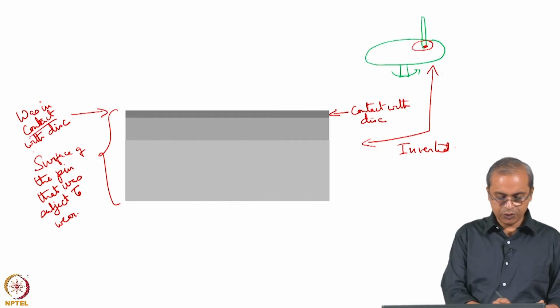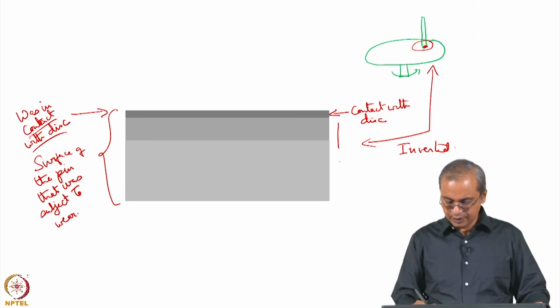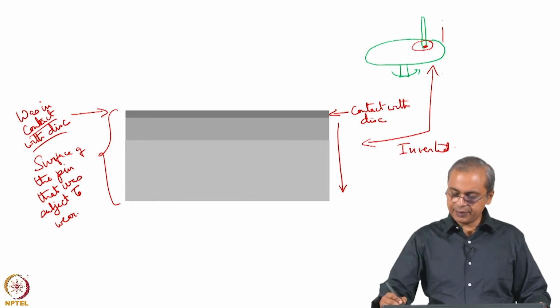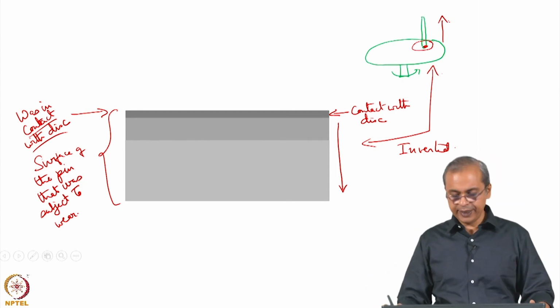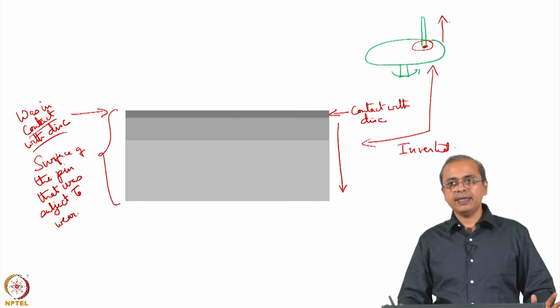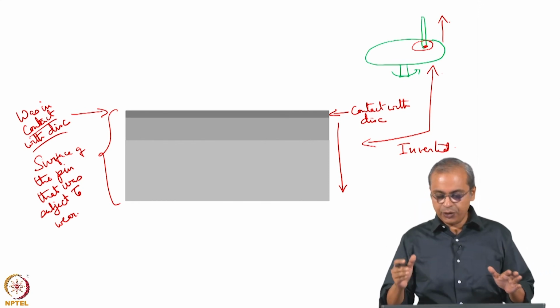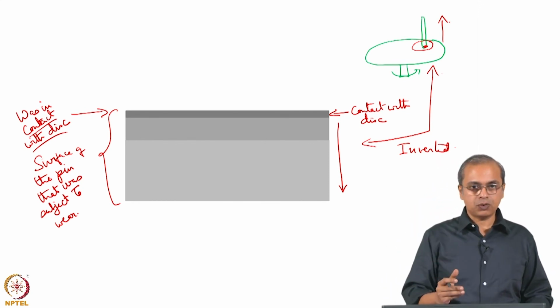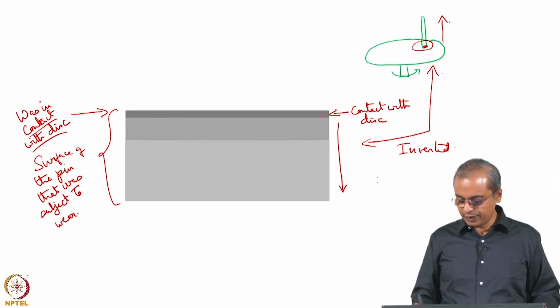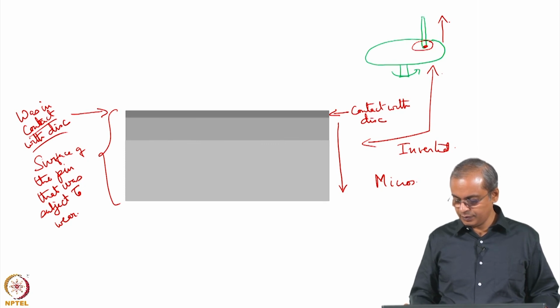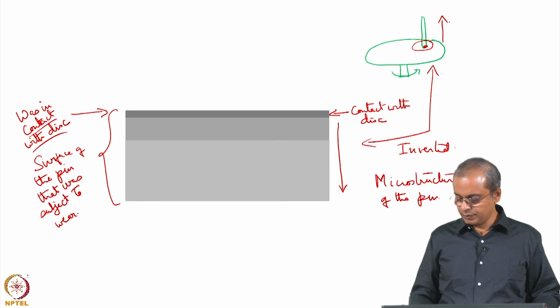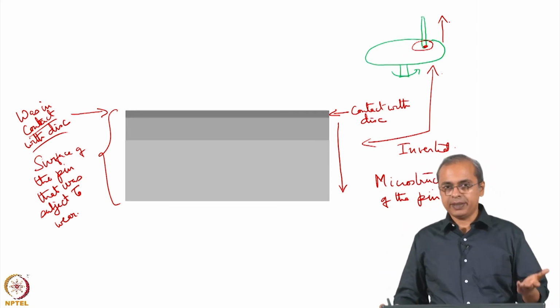Okay, so, which is what I have put here also. It is in contact with the disc, and this is heading down here, heading up there. So, it is inverted so to speak, and generally when you do a wear test, once you finish it, you take the pin and look at it under the microscope. So you have to look at the microstructure of the pin under the microscope.